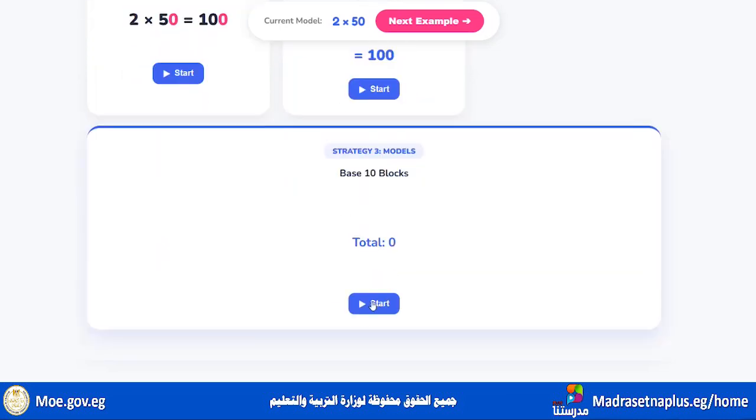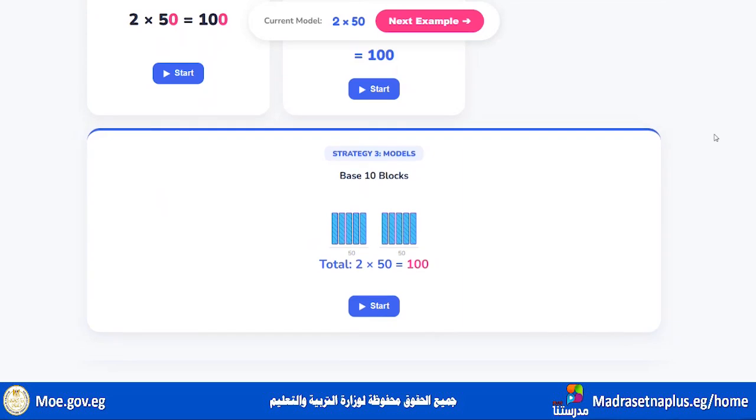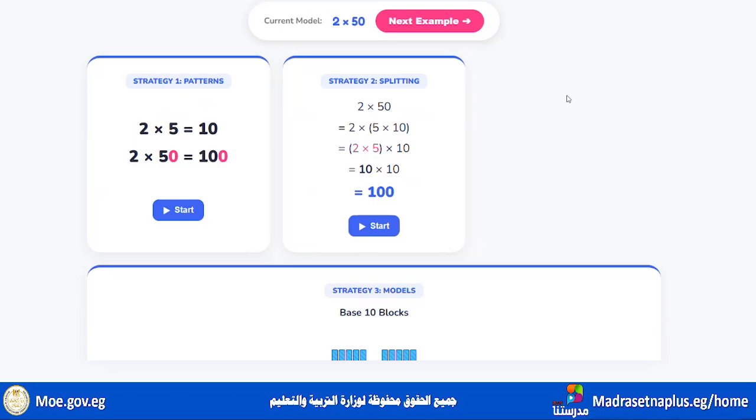What about blocks? Yeah, we have 2 groups. Each one consists of 50. So 50 and 50 equals 100. This is the standard of our session today: how to times any number by multiples of 10. Okay?